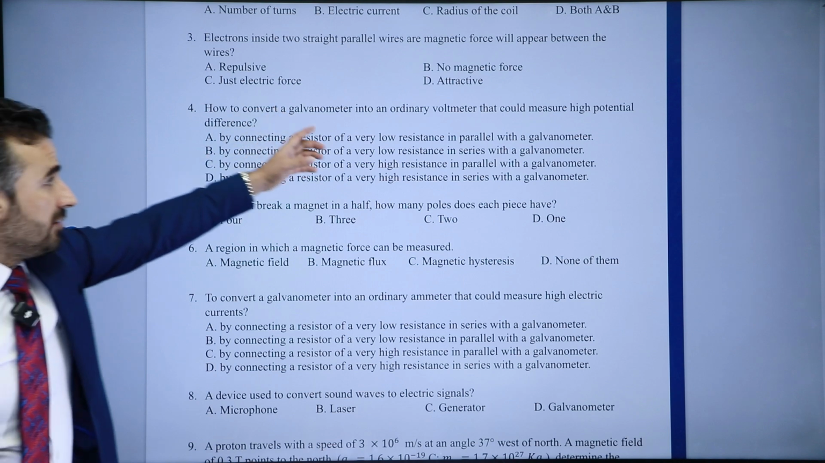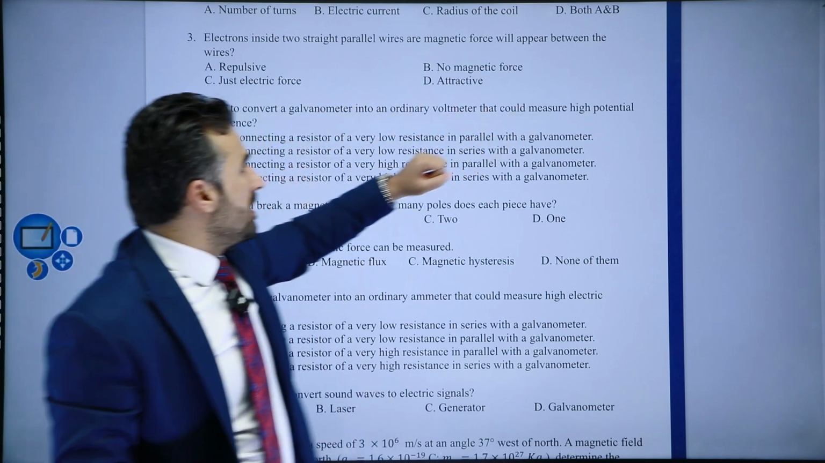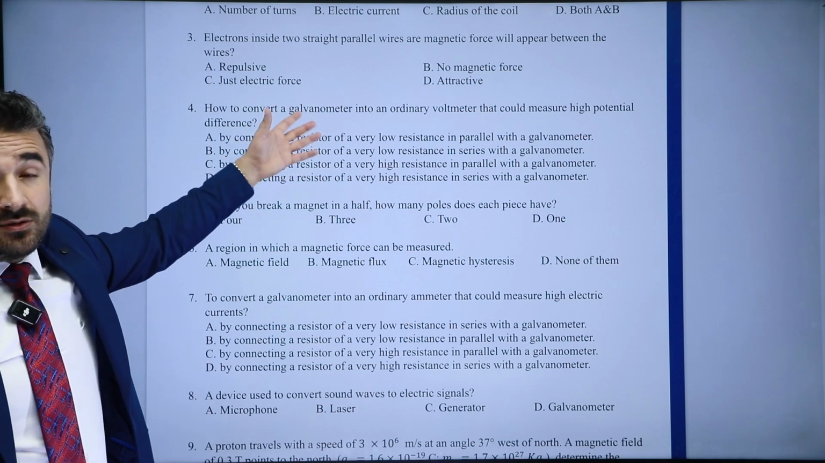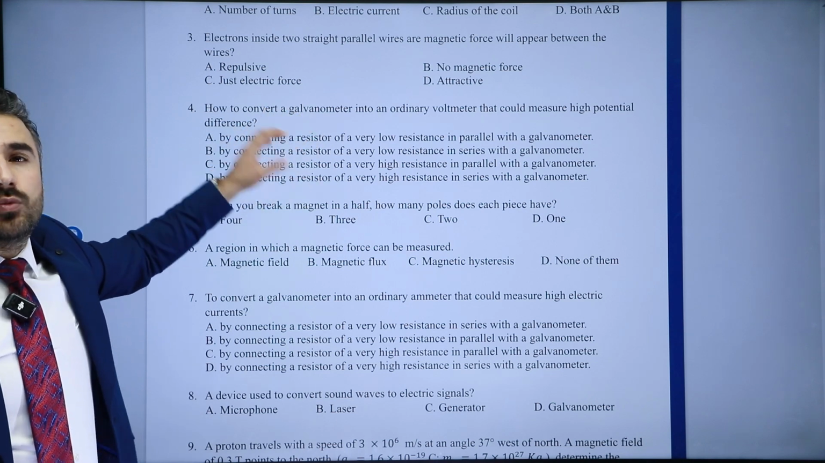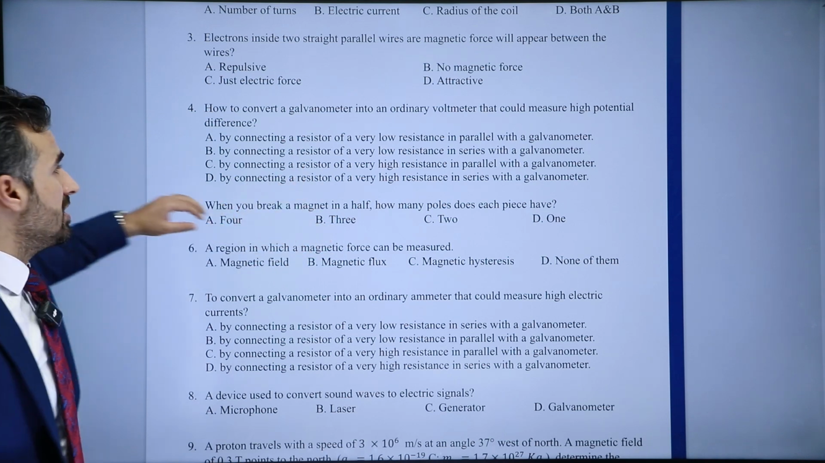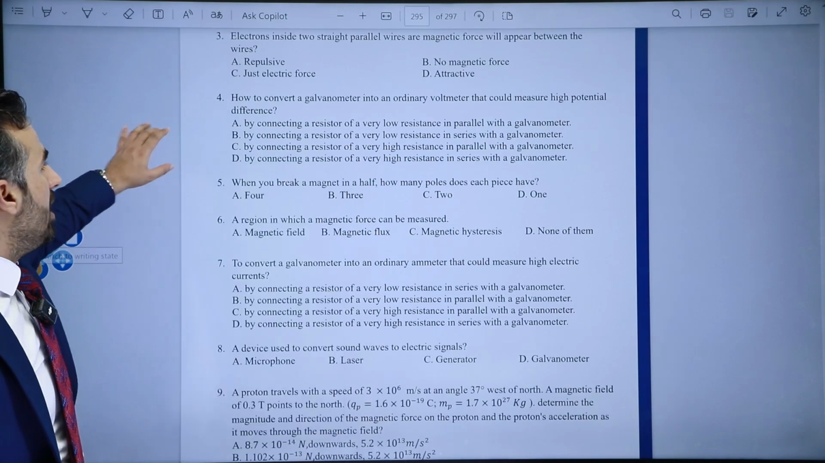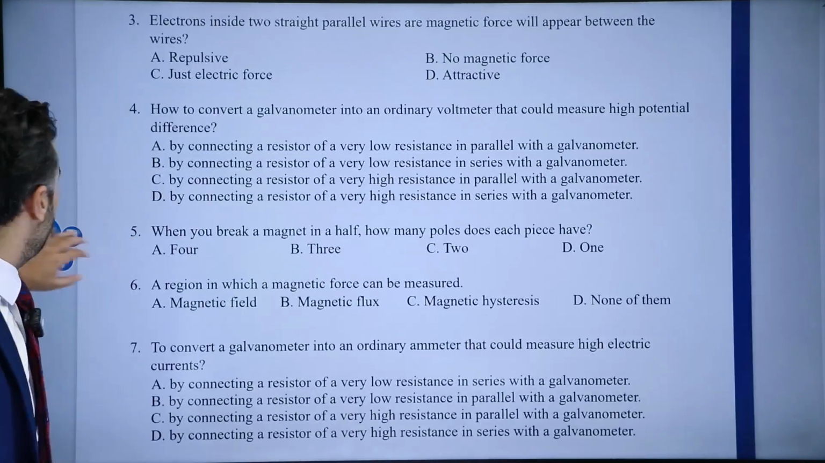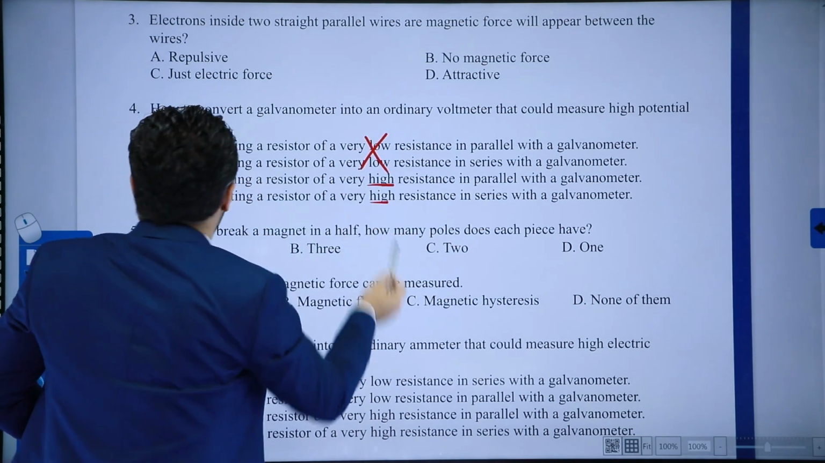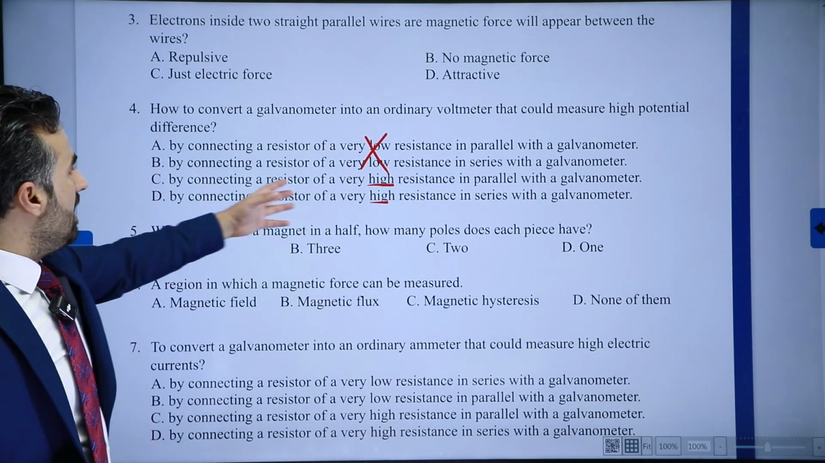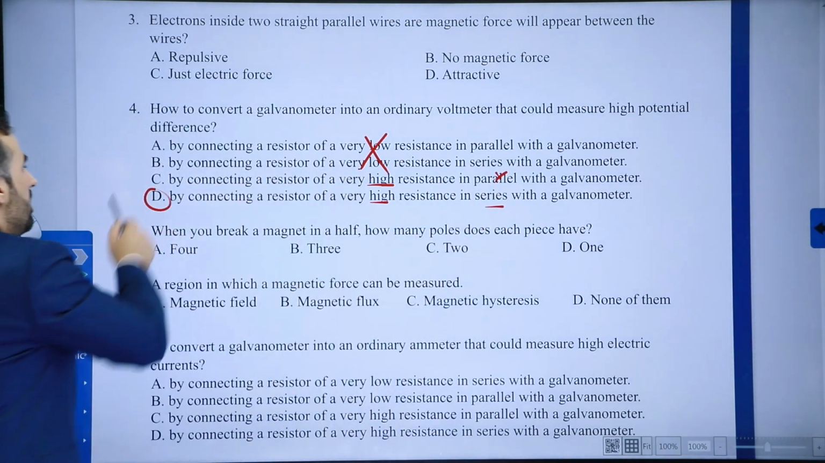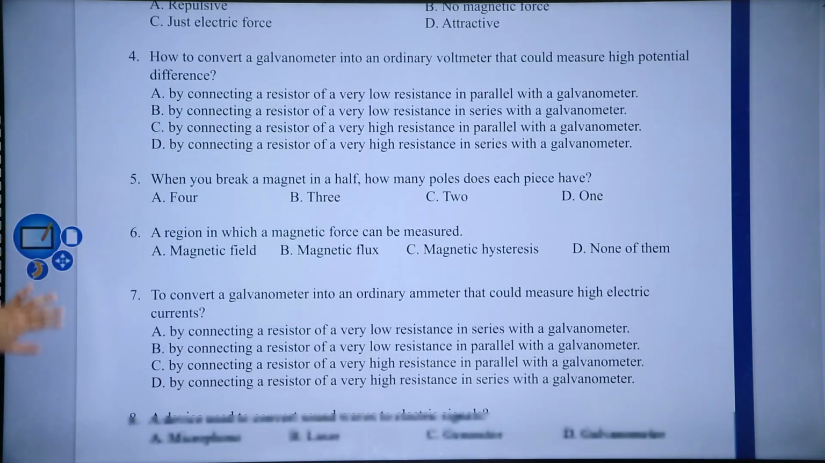It says how to convert a galvanometer into an ordinary voltmeter that could measure high potential difference. We said that if we're trying to do this with a galvanometer, you have to connect a resistance of a very big value in series with the galvanometer. So by connecting a resistor of, is it very low? No, it has to be high. So you can cancel out these two directly. It is either C or D. By connecting a resistor of this value in parallel, it is not in parallel, so it is in series. That would leave us with option D.